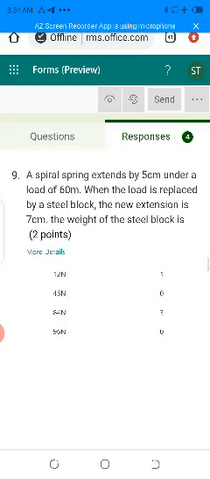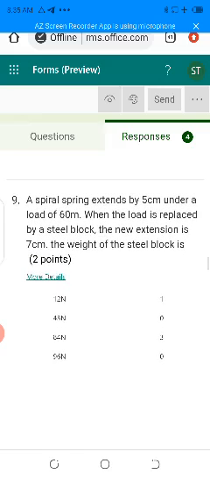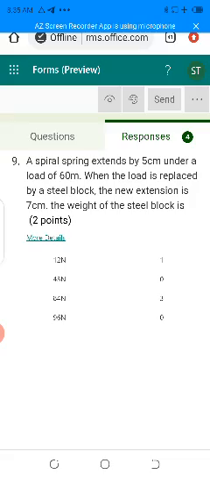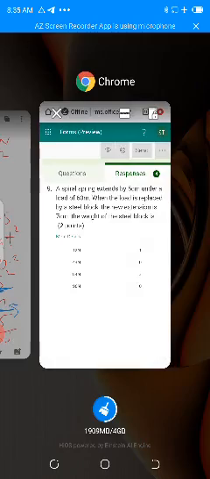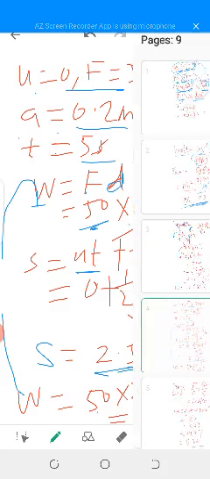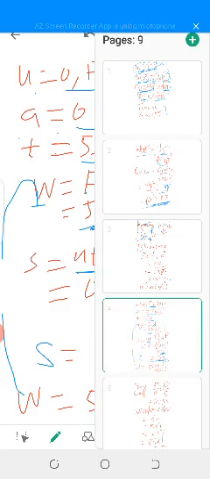Next question. A spiral spring extends by 5 centimeters under a load. Now, we are given a spiral spring. The extension here, this 5, is the extension, and the 60 is the load, which is supposed to be Newton, a load of 60 Newton. When the load is replaced by a steel block, the new extension is 7. Let's look at this together.